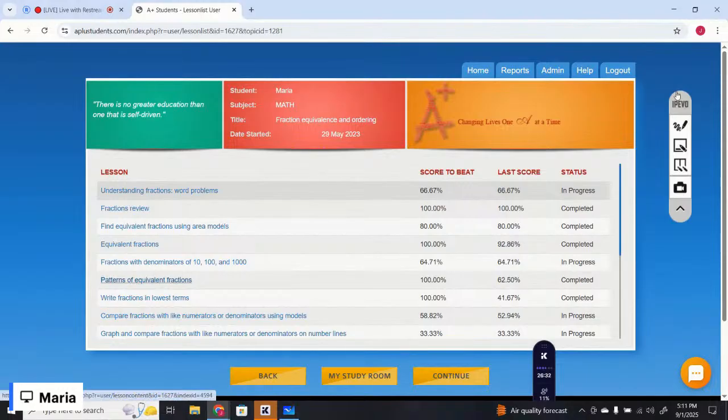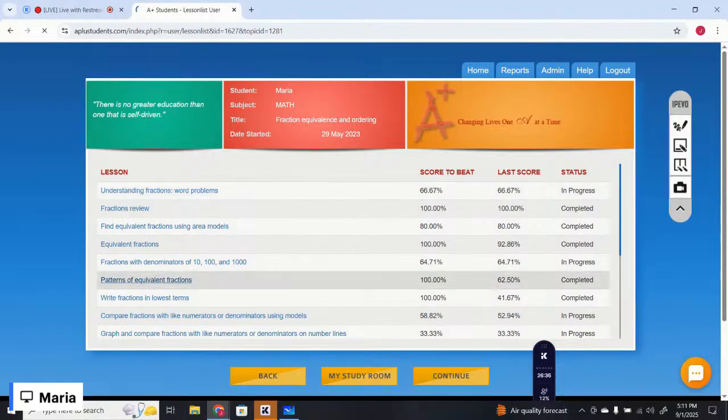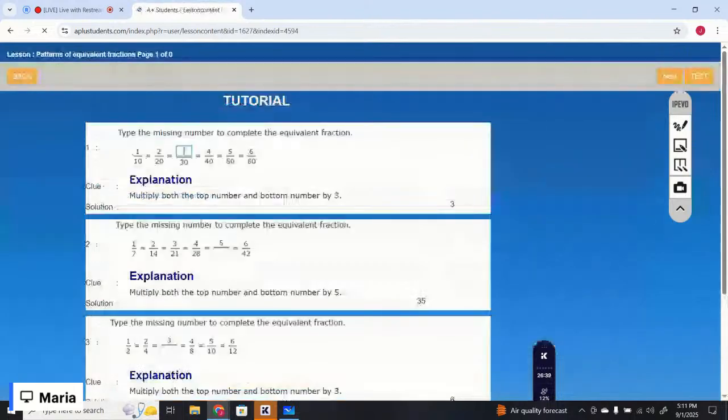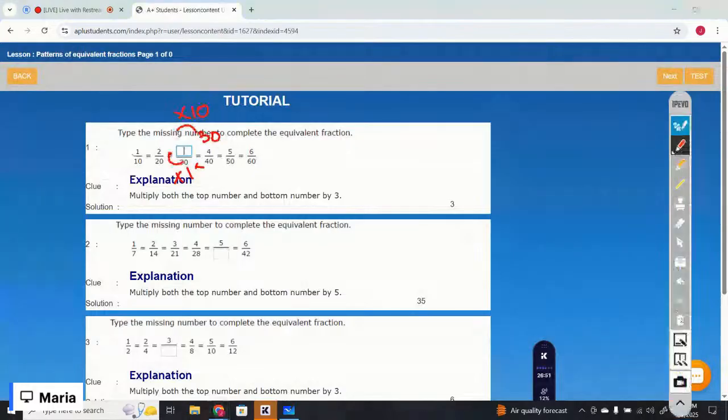The next lesson is patterns of equivalent fractions. Type the missing number to complete the equivalent fraction. Just look at the denominator. Multiples of 10, 20, 30, 40, 50, 60. Numerators 4, 5, 6, that is 1, 2, 3. The missing number is 3.